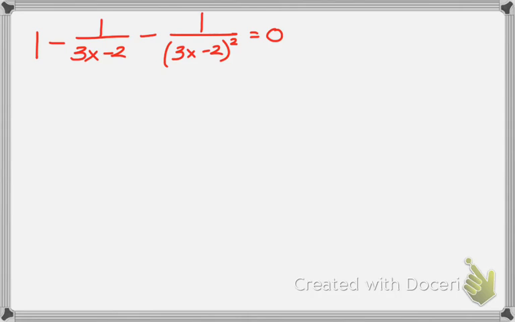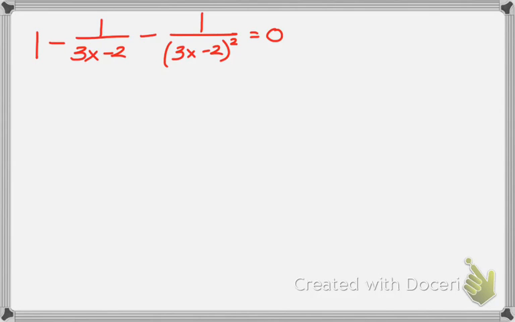Ready? 1 minus 1 over 3x minus 2 minus 1 over 3x minus 2 squared is equal to 0. Why do you do this, Jeannie? It's personal. So wait, you just square the 3x minus 2?